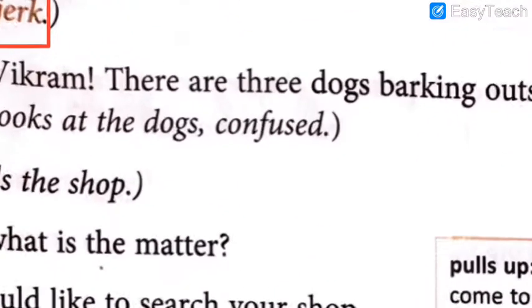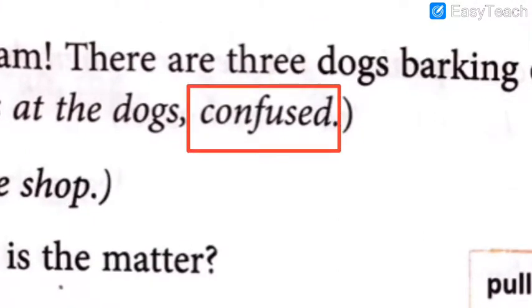Okay, then the next hard word is confused. So here con and fused, so it becomes confused. Please write it down. Confused. Yes, in different languages there are different pronunciations. In American they say confused, we say confused. Anyways, now please repeat after me. Confused.